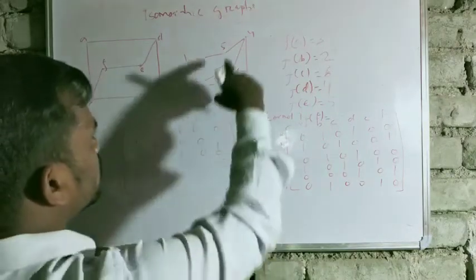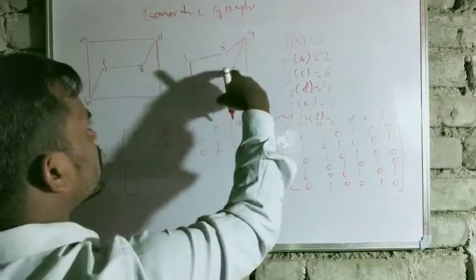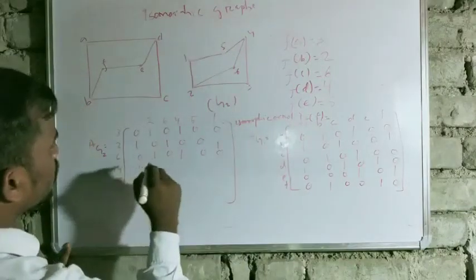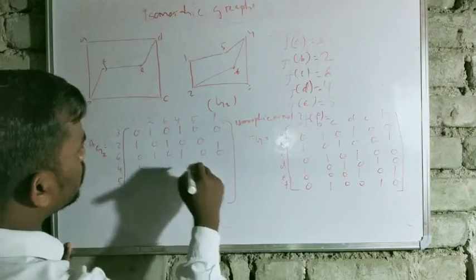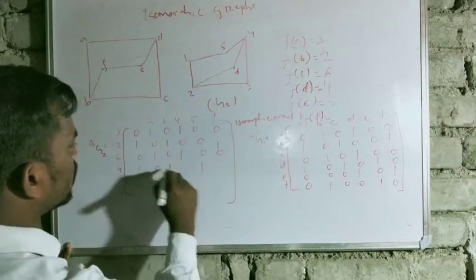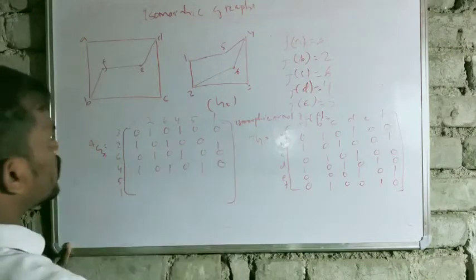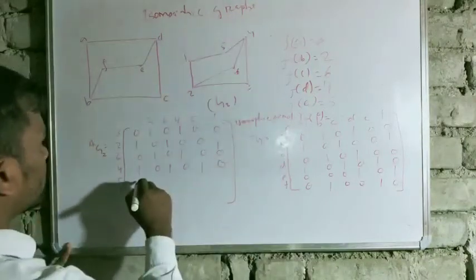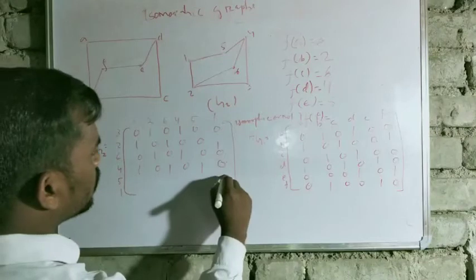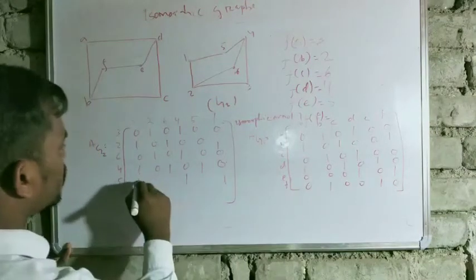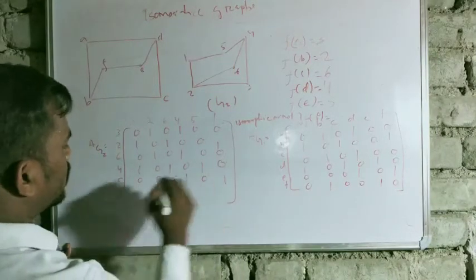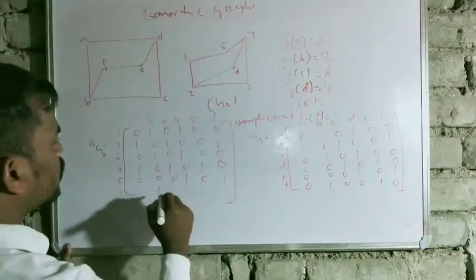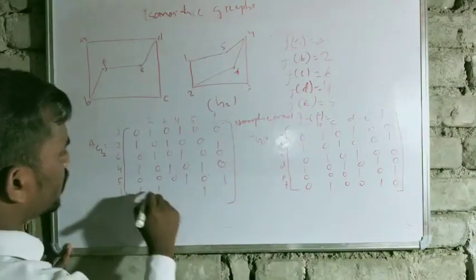Similarly, 4 is associated with only 3, 5, 6, and the rest are 0. Similarly, 5 is associated with 1 and 4, and the rest are zeros. Similarly, 1 is associated with 2 and 5 only, and the rest are zeros.